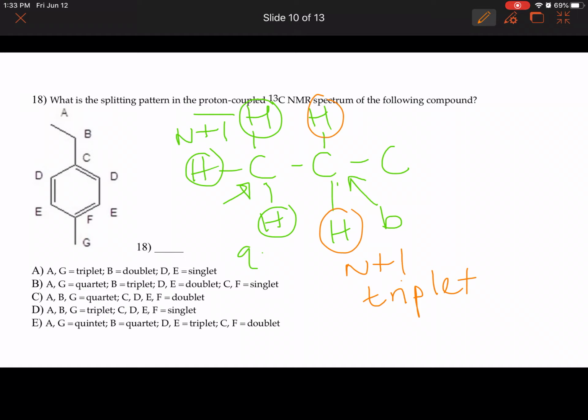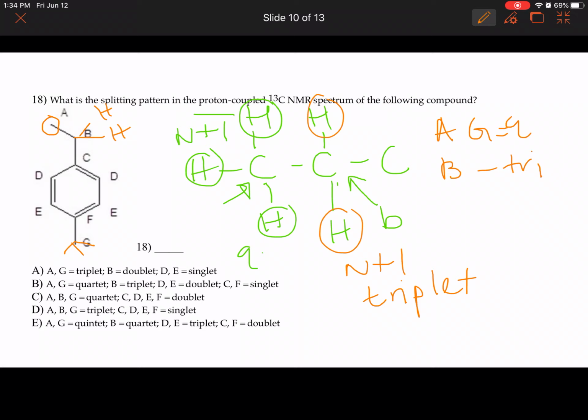So let's see. A, meaning there are 3 hydrogens there. So A would be a quartet, n plus 1. And then what about G? G also has 3 hydrogens, so G would also be a quartet. And then what about B? B has 2 hydrogens, so n plus 1, it would be a triplet.